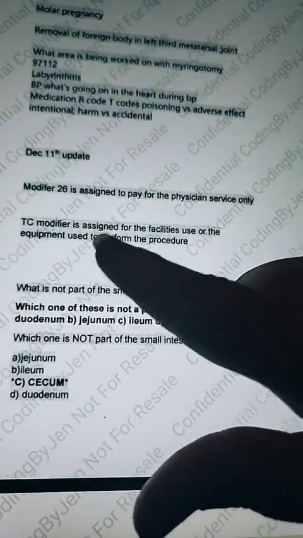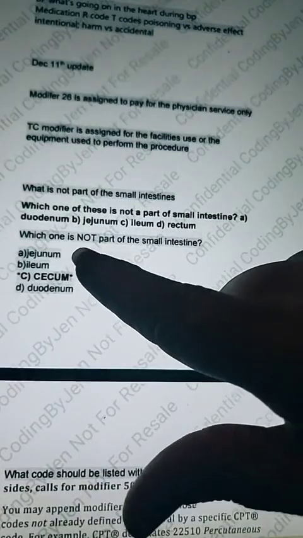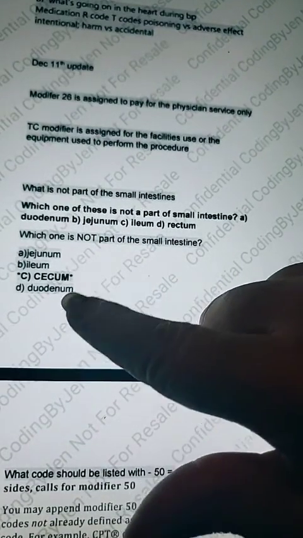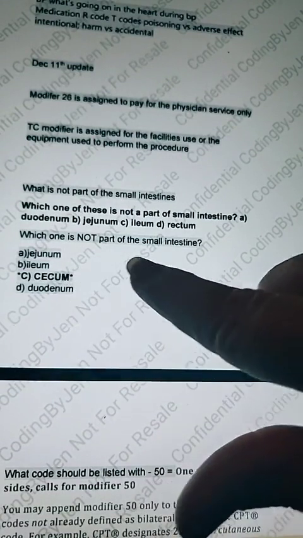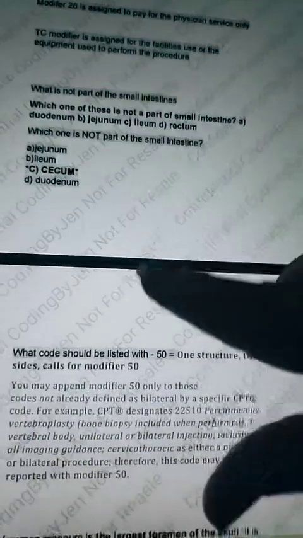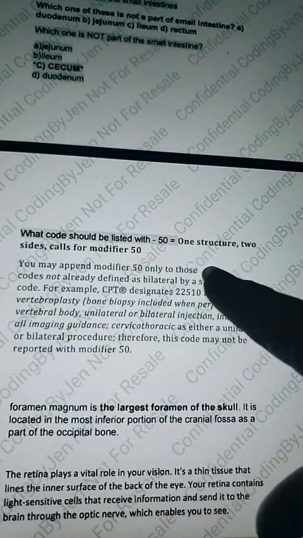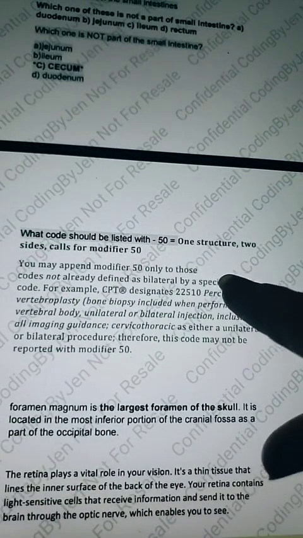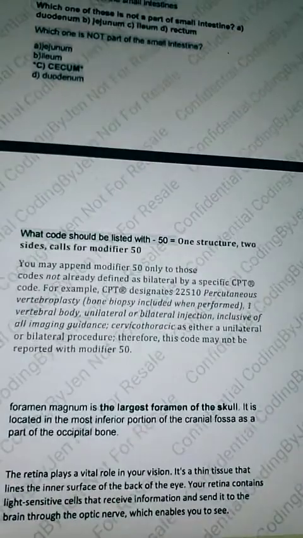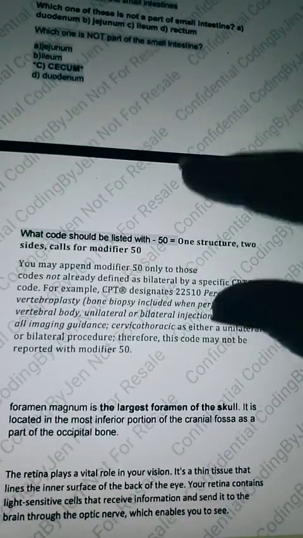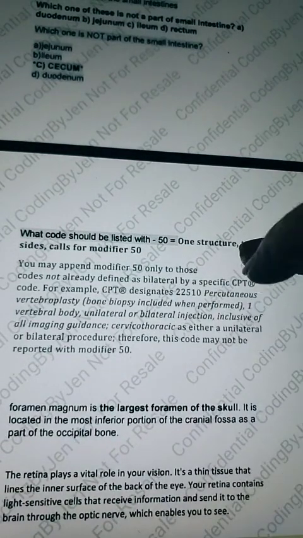We've got modifier 26 and TC. I already went over that. Be sure you understand the different parts of the duodenum, ileum, cecum, which parts would be in the small intestines, which parts would not. Modifier 50, when should it be coded? One structure that has two sides. That calls for modifier 50. I even have a block here that tells you when not to use it.